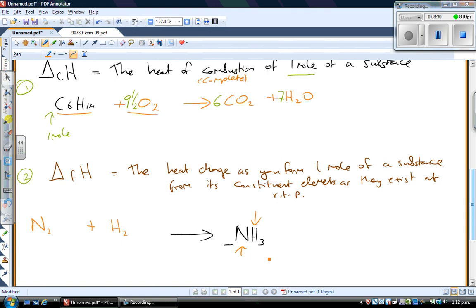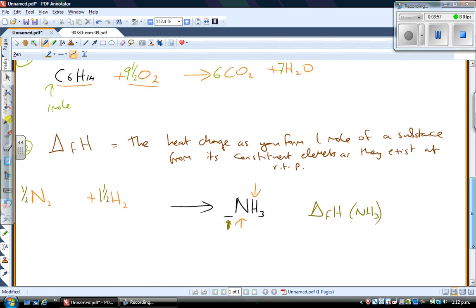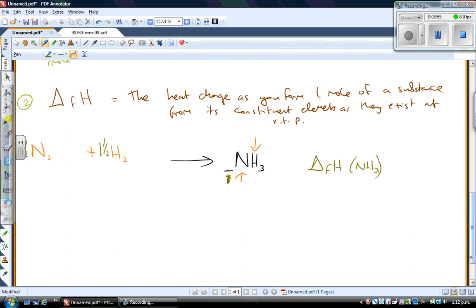So now we just need to make sure we balance the equation up. And again, don't be afraid to use fractions because we have to keep it to 1 mole of the substance of interest. So in this case, we're going to have to use 1.5 of the hydrogen molecules, and then half a mole of the nitrogen molecules. And that's your balanced equation. This would be written as the enthalpy of formation of ammonia. Okay. So then that's our second type of reaction we can take a look at.